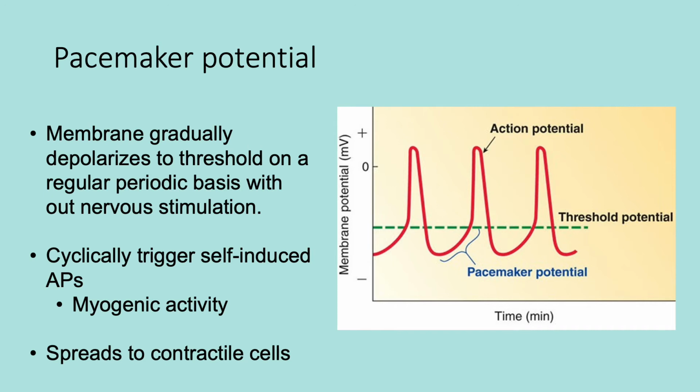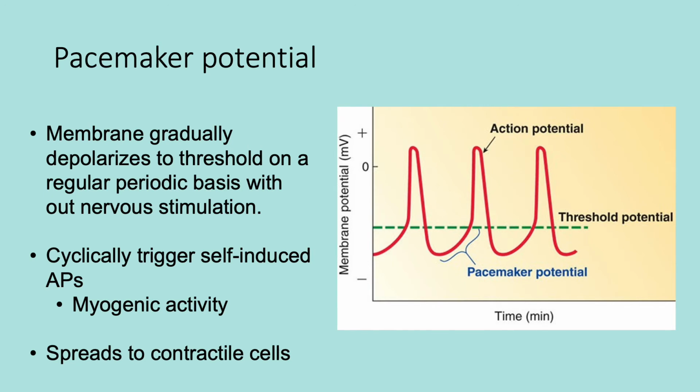And this is where we see the membrane gradually depolarizing on its own due to some changes in ion channel permeability. When the membrane has depolarized and we hit threshold, we'll get an action potential. Then it's going to repolarize, and the membrane potential again will depolarize to threshold, giving us another action potential. And it's going to occur like this in a cyclical manner over and over.